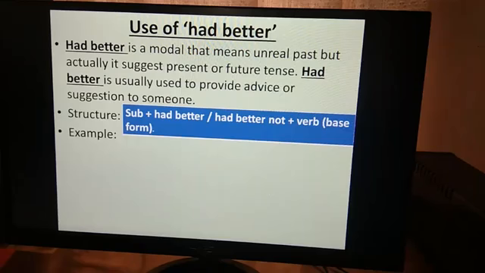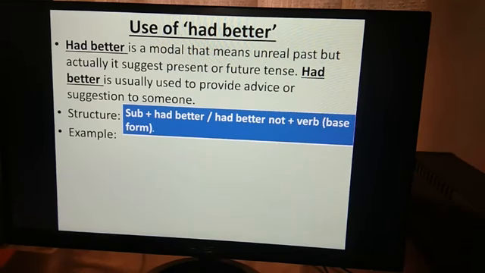Had better is usually used to provide advice, that means to give suggestion or advice to someone. If we want to give suggestion or advice for doing something, what will be better for him or her, if you want to advise anyone, then we can use had better, meaning that it will be better for him or her.